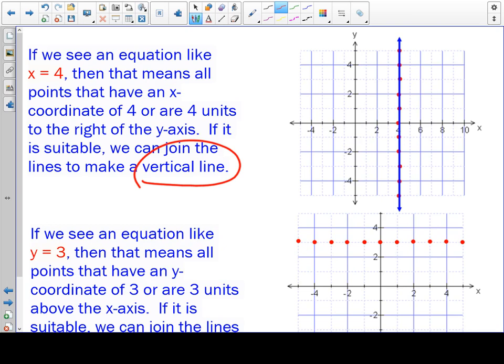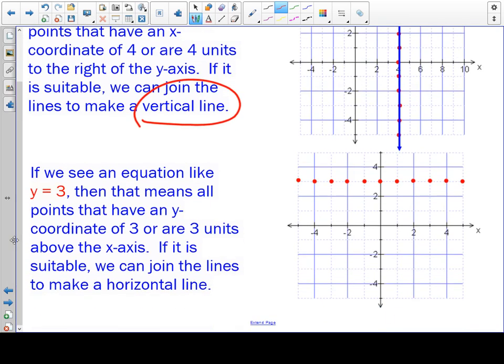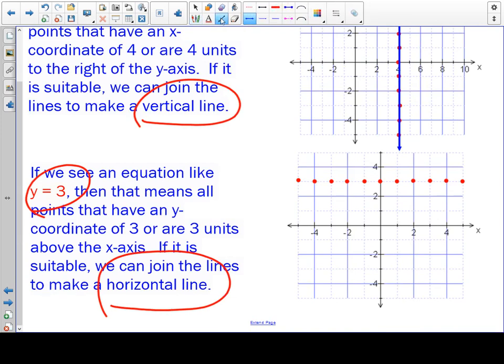Now the opposite is true. If we take a look at an equation of a line such as y equals 3, now y equals 3 is a horizontal line. In fact, y equals anything is a horizontal line. And y equals 3 is a horizontal line that connects the points that are 3 units above the x-axis. Okay? That's y equals 3.